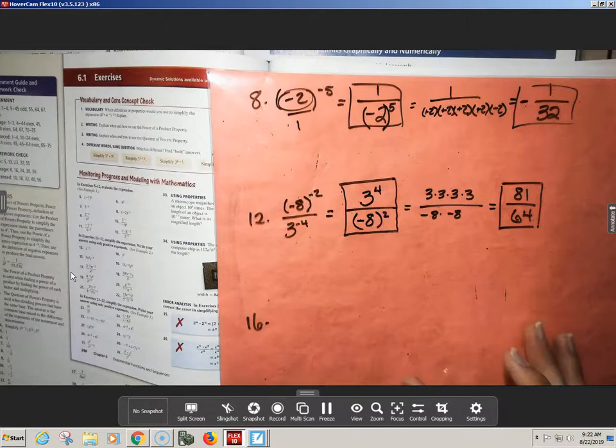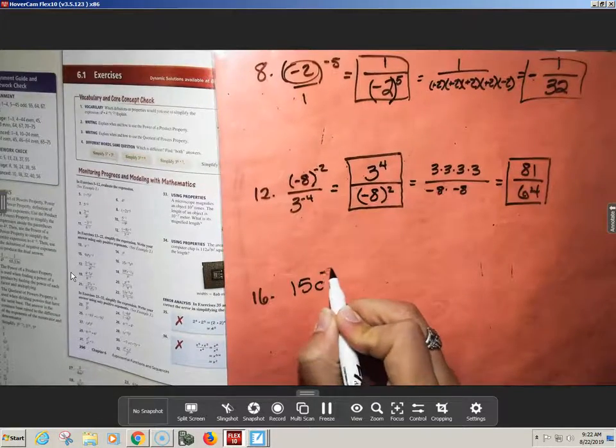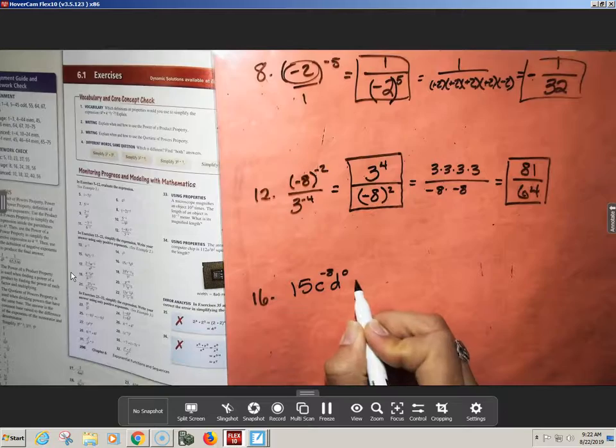Yes. Cool. Number 16, we have 15. C to the -8, D to the 0. What's your favorite part of this one as far as simplifying?